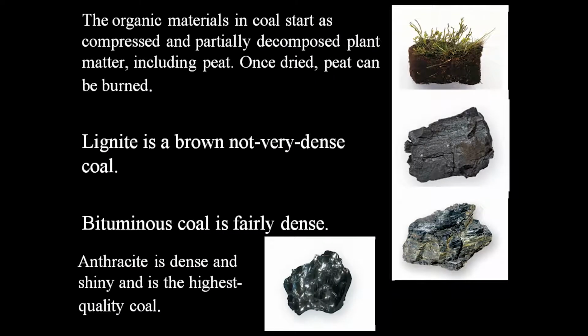The organic materials in coal start as compressed and partially decomposed plant matter, including peat. Once dried, peat can be burned. Lignite, or brown coal, is a brown, not very dense coal. Bituminous coal, or soft coal, is fairly dense. Anthracite, or hard coal, is dense and shiny and has the highest quality.